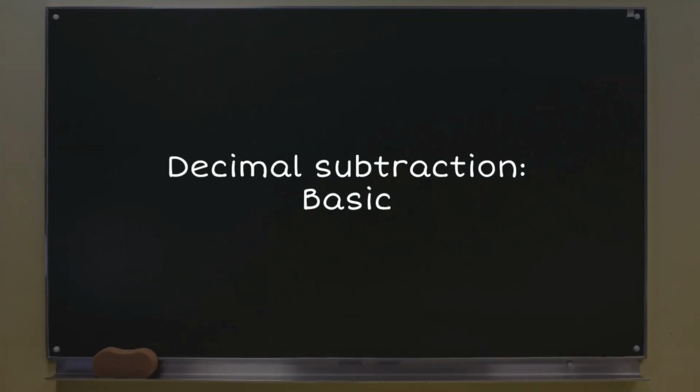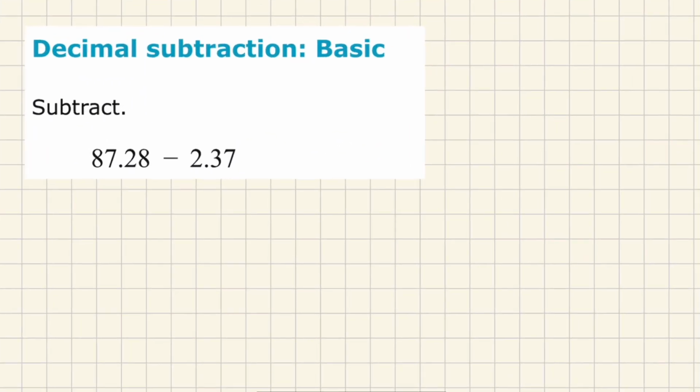Decimal subtraction, basic. We're asked to subtract these 2 decimals, and to add or subtract decimals, we need to rewrite the problem vertically and line up the decimals. 87.28 is the number that we are subtracting from, so that's the number that will be written on top. Then, lining up the decimals, the 2.37 would be lined up underneath it.